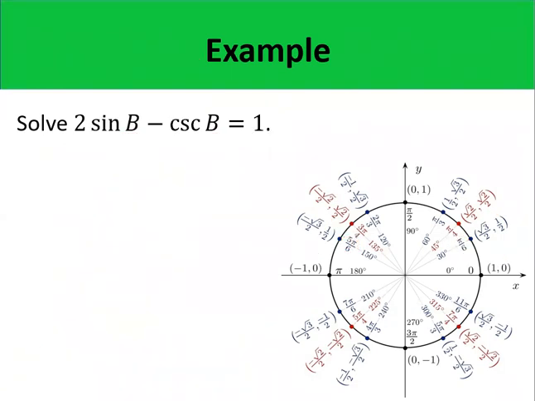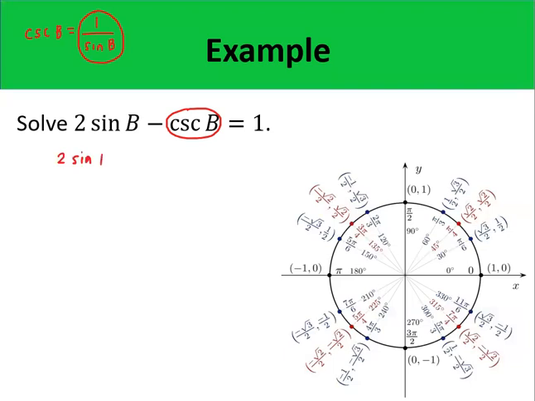Okay. And then lastly, we have the equation 2 sine b minus cosecant of b is equal to 1. So observe here that the equation contains two trigonometric functions, which are sine b and cosecant of b. So again, the technique is to write one of the trigonometric functions in terms of the other trigonometric function in the equation. Now recall that the trig functions sine b and cosecant b are reciprocals of each other. So that means cosecant of b can be written as 1 over sine of b.